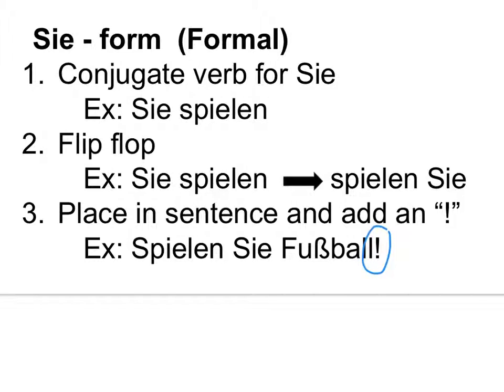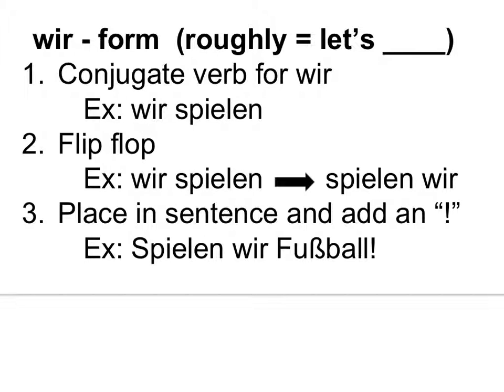All right. The last form, wir, so remember that's the "let's," works the same way as the Sie. Only difference is you don't capitalize the wir. Capitalize the Sie because it's formal. But you still just flip-flop them. So conjugate first, and just like the formal, unless it's sein, it's just going to be the same as the infinitive. So it's wir spielen, and just flip-flop it. So spielen wir. So spielen wir Fußball. Let's play soccer. Whereas if you put a question mark there, same as the other one: Are we playing soccer? Spielen wir Fußball? So intonation, punctuation matter.